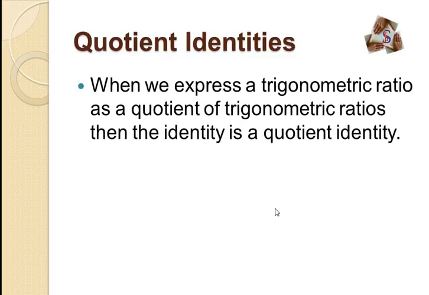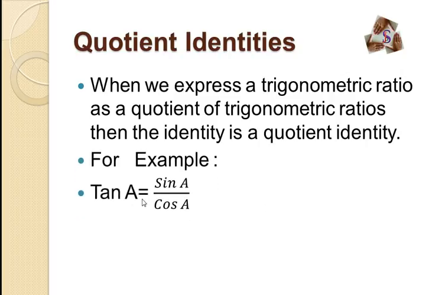Now, let us try to understand the next type of identities, that is quotient identities. So what do we mean by quotient identities? If I am able to express a trigonometric ratio as a quotient of trigonometric ratios, then that identity I call a quotient identity. Let me explain this with an example. Tan A is equal to sin A by cos A.